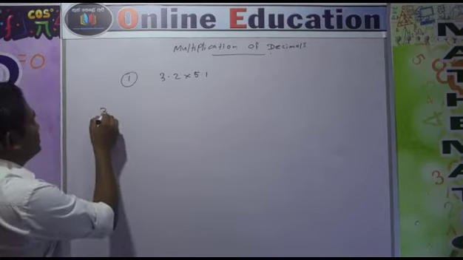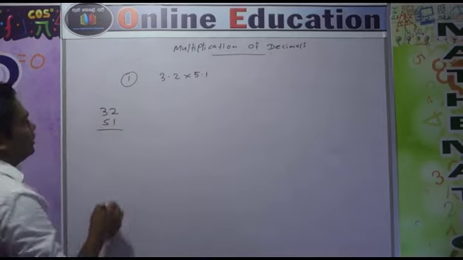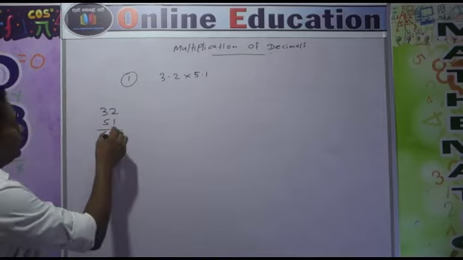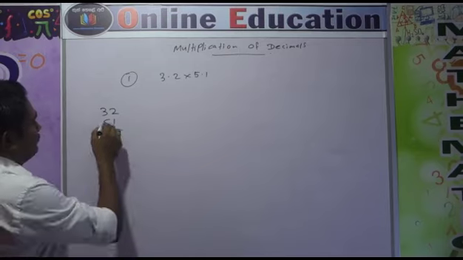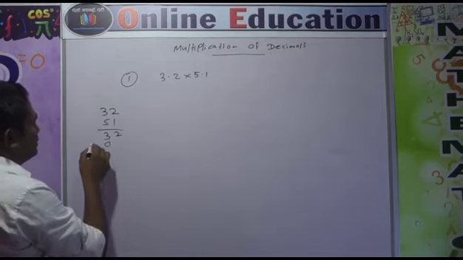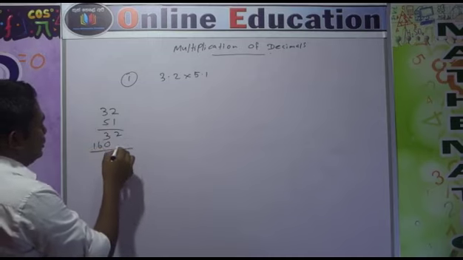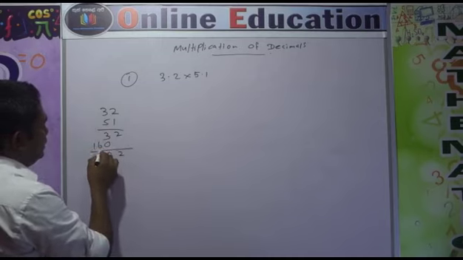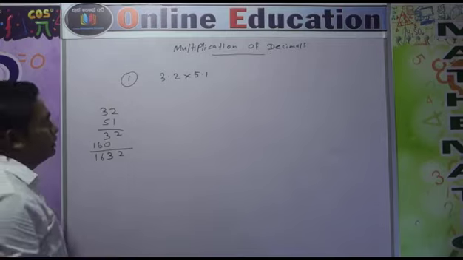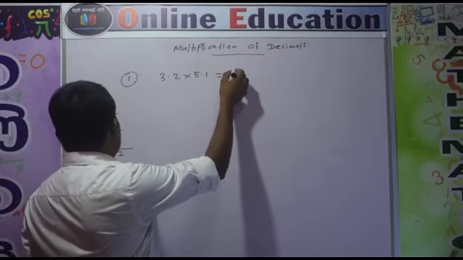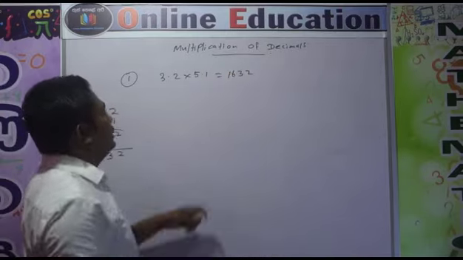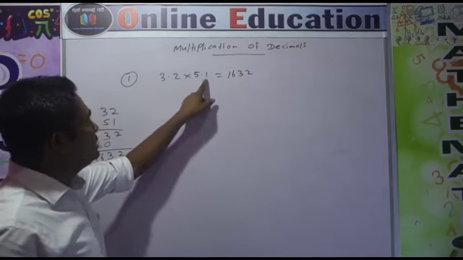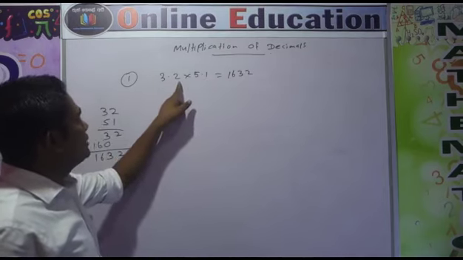Write these two numbers, 32 and 51. Multiply this first. 1 into 2, 2. 1 into 3, 3. 5 into 2, 10, 0, remainder 1. 5 into 3, 15 plus 1, 16. So here 2, here 3, here 6, here 1. Okay, 1632.